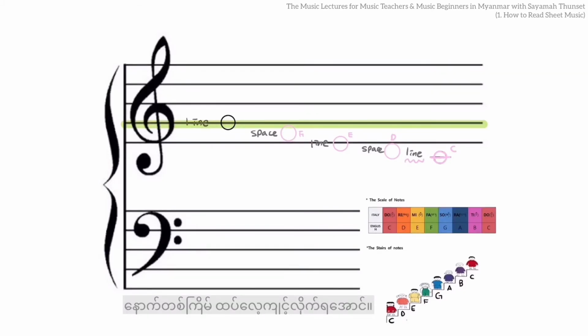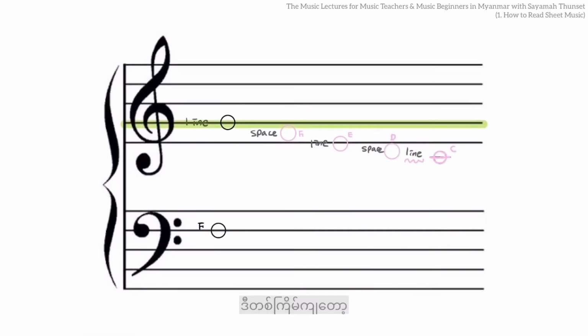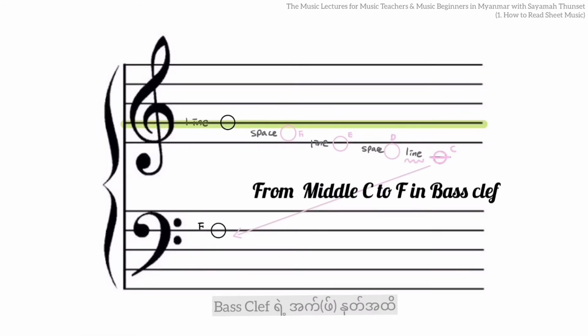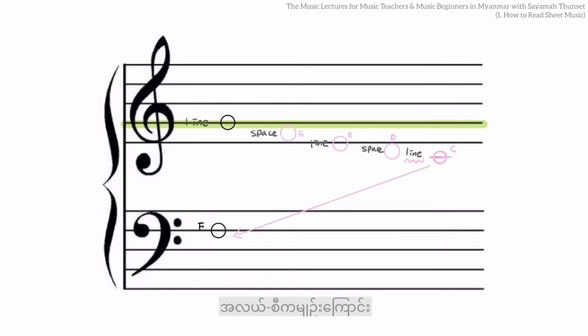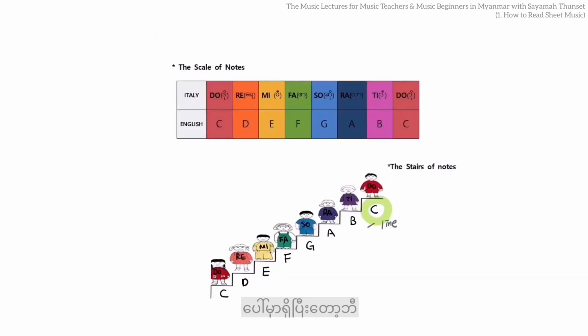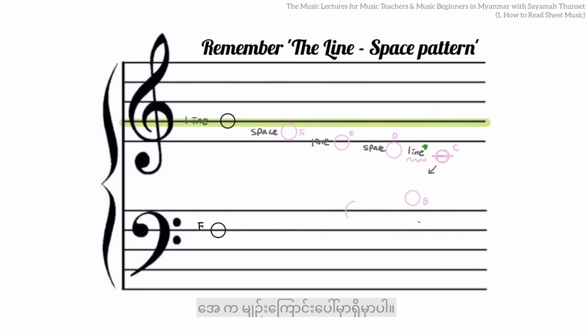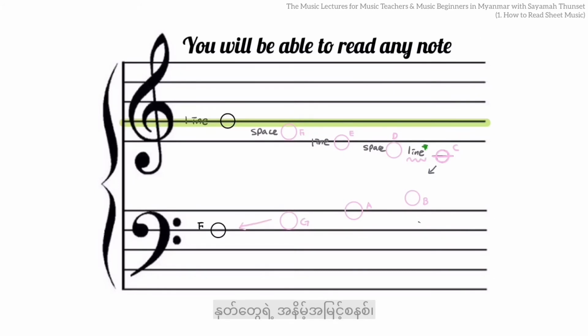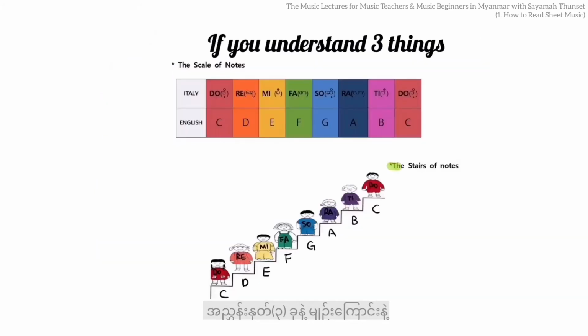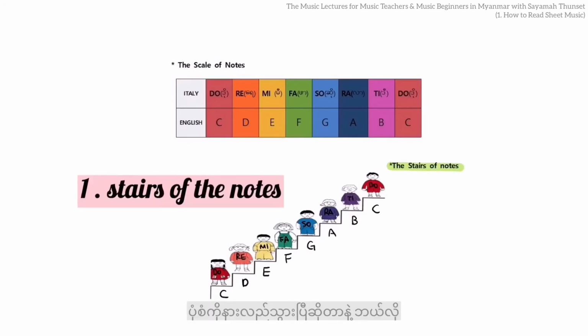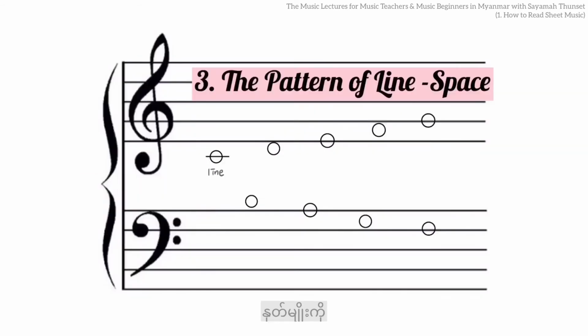Let's practice once more. This time, we will read the notes from middle C to the F note in bass clef. Middle C is on the line, and the B note is below the middle C in space. When you go down from B, A will be on the line. Then G, and the next line is the F note of the bass clef. You will be able to read any note if you understand the status of the notes, the three reference notes, and the pattern of the line and space.